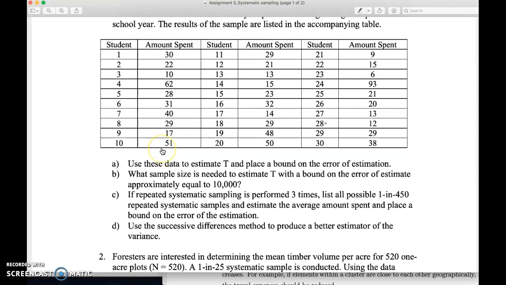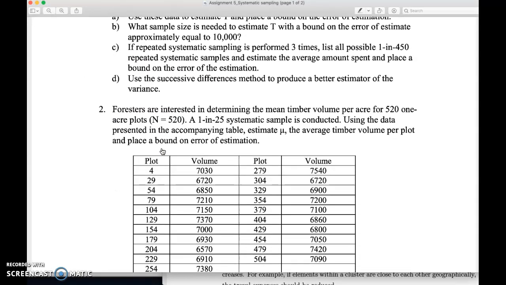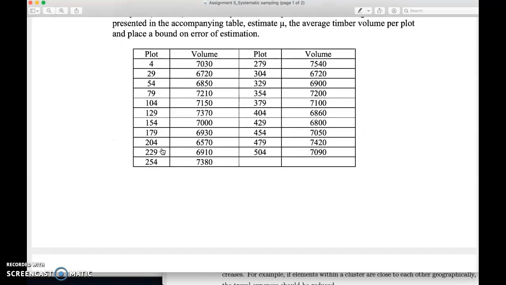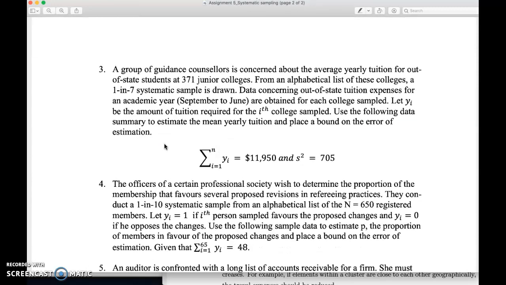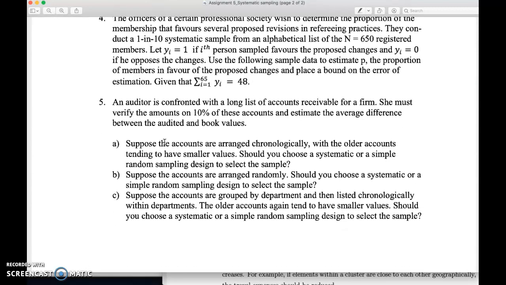pooling around. So this is assignment 5, question 1. The rest of the question would be similar. Only on question 5, I'd like you to discuss about what's the best choice of the sampling scheme if we have some ordered population, or if the population is randomly distributed, etc.